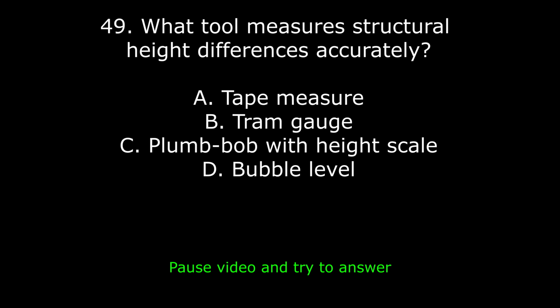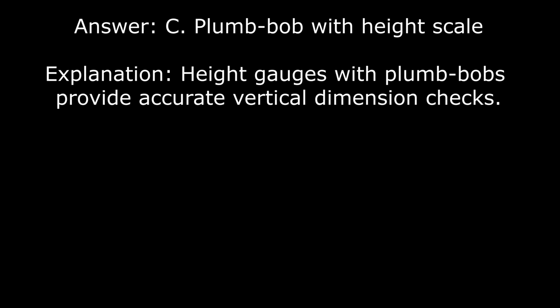49. What tool measures structural height differences accurately? A. Tape measure. B. Tram gauge. C. Plumb bob with height scale. D. Bubble level. Answer. C. Plumb bob with height scale. Explanation. Plumb bobs with height scale provide accurate vertical dimension checks.